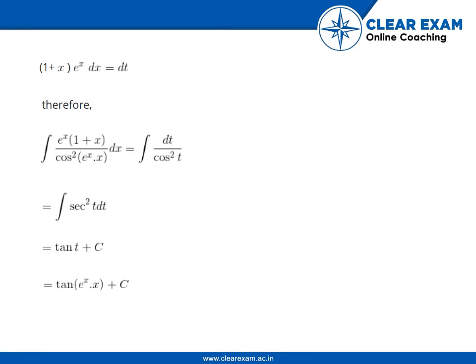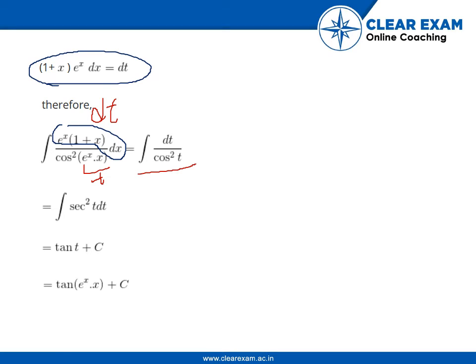So finally we have this. Now you can see that we can replace e raised to the power x (1 + x) dx by dt, and e raised to the power x times x by t. So what do we get? We finally get the integration of dt divided by cos squared t. Now 1 upon cos squared t can be written as sec squared t, and we know that the integration of sec squared x is tan x. So the integration of sec squared t with respect to t is tan t plus c.